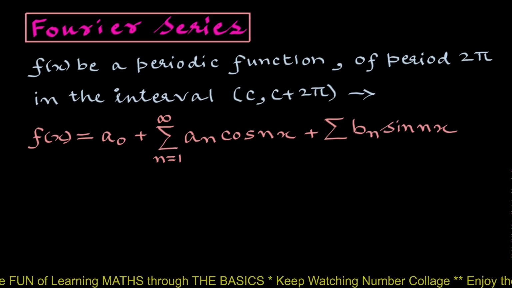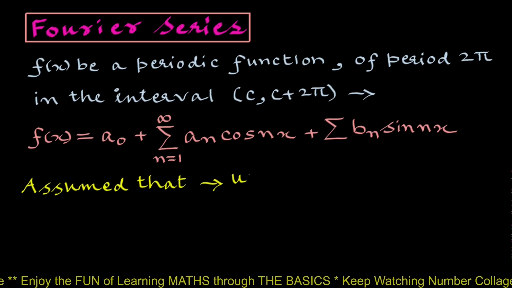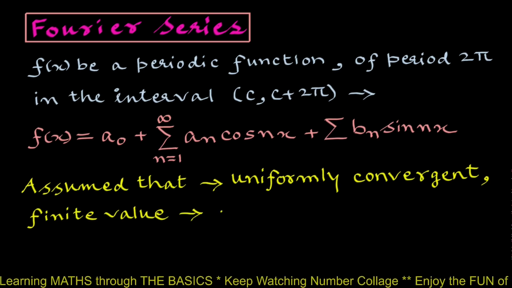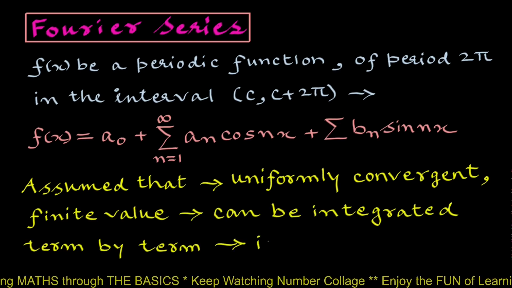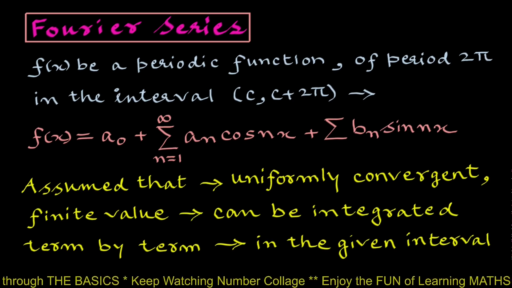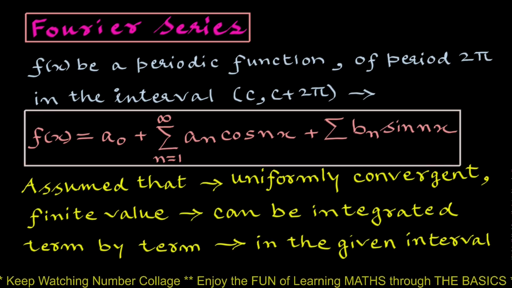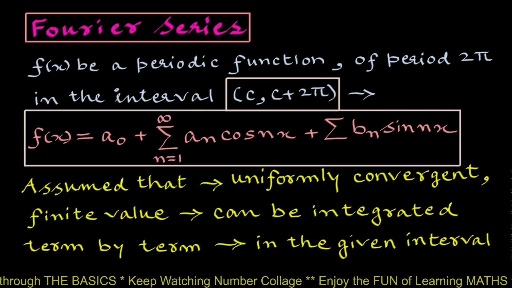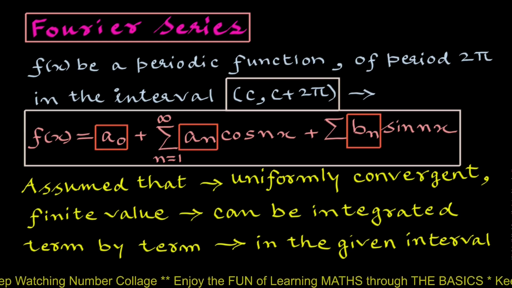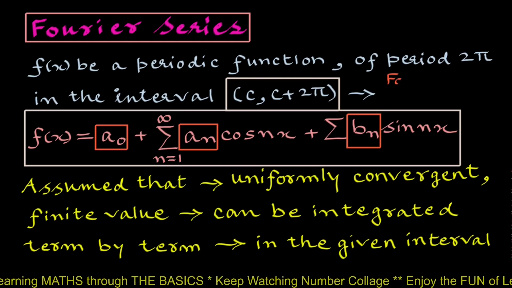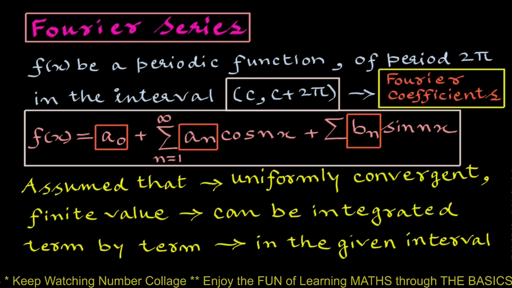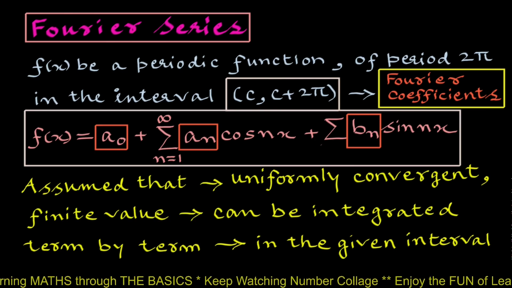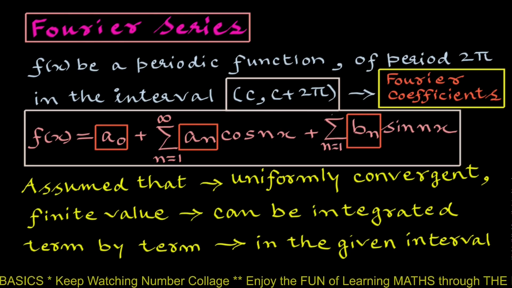Here it is assumed that this series is uniformly convergent, which means it gives a finite value and can be integrated term by term in the given interval. After integrating both sides of this expression of f(x) from c to c plus 2π, we get these constants a0, an and bn, known as Fourier coefficients. Let us study all these things in detail. For this summation bn sin nx, here also n runs from 1 to infinity.